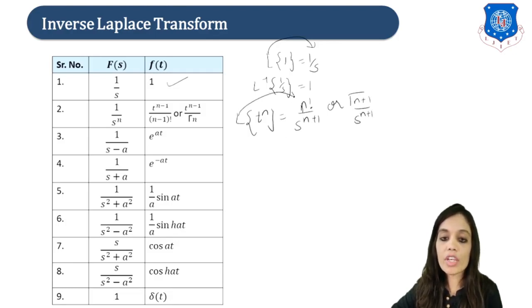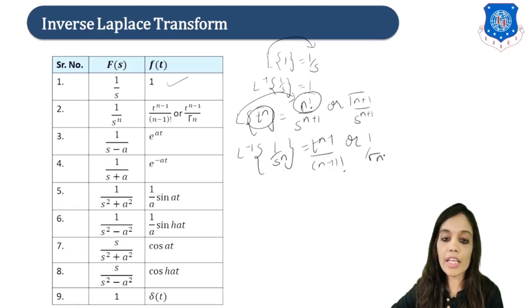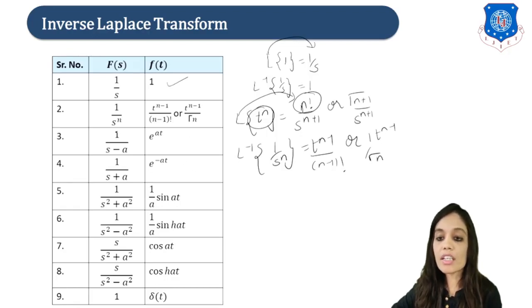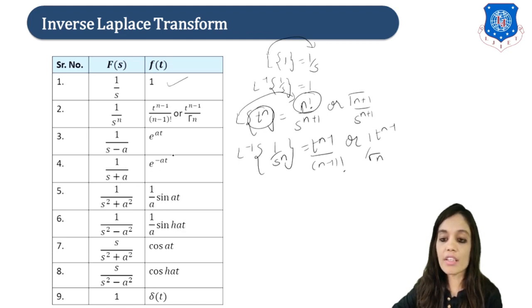Again, if you take L on this side, then Laplace inverse of, suppose I write, 1 upon s raised to n, we have to subtract 1 from everywhere. So it will be t raised to n minus 1 upon n minus 1 factorial, or it will be 1 upon gamma n times t raised to n minus 1. Similarly, we can write the formula of Laplace inverse of 1 upon s minus a. It will be e raised to at. For 1 upon s plus a, it will be e raised to minus at.